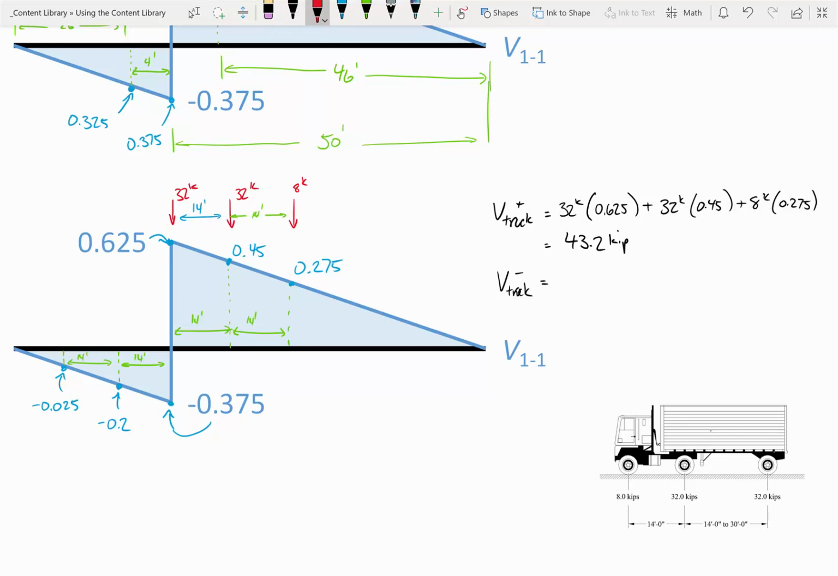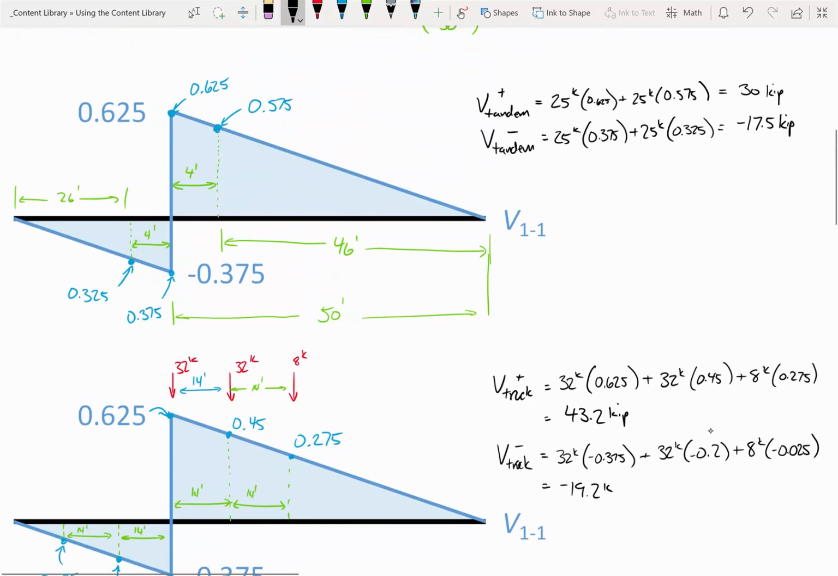And so you think to yourself, where am I going to place the truck? Like what direction and on what axles? Put the heaviest axles on the largest values on the influence line. So the 32 kips is going to go there. That one's going to be 32 kips, and that one's going to be 8 kips. That's where I'm going to place the truck on the beam to generate that worst case shear. And so 32 kips times negative 0.375 plus 32 kips times negative 0.2 plus 8 kips times negative 0.025. When you chug that out, you'll get negative 19.2 kips.